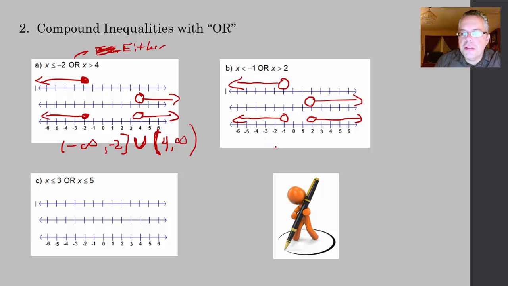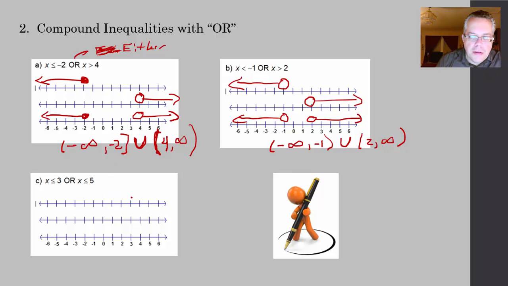Since it has two pieces, interval notation is going to need two pieces. This goes from -infinity to -1, open parentheses, union, 2 to infinity. Okay, so the union means we're putting these two pieces together. All right, last one. This one's a little bit different.